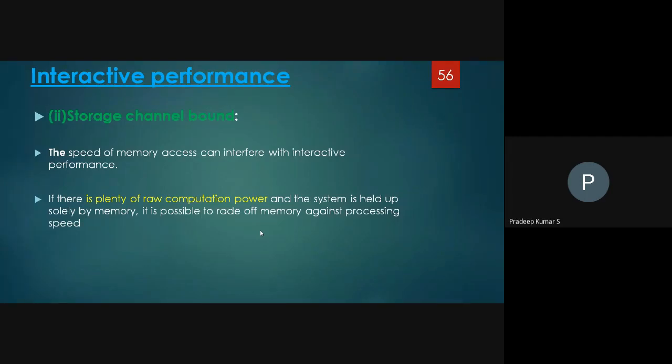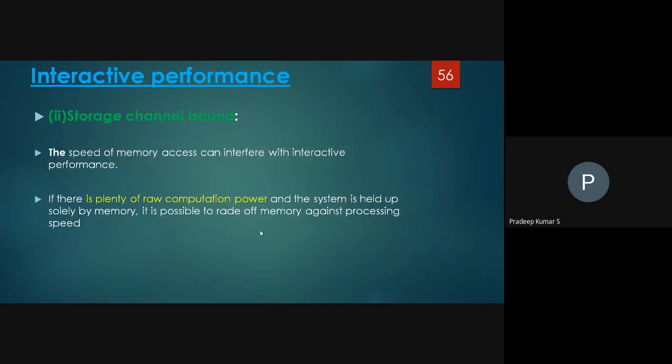Memory and then computation power also. The speed of the memory can interfere with the interactive performance. Based on the computation power, the system is held up solely by memory. So here, accessing the memory has to be good. I need a proper storage bond. I can maintain the speed well, and then only I can access the data in a well secured manner. That is the storage channel bond.